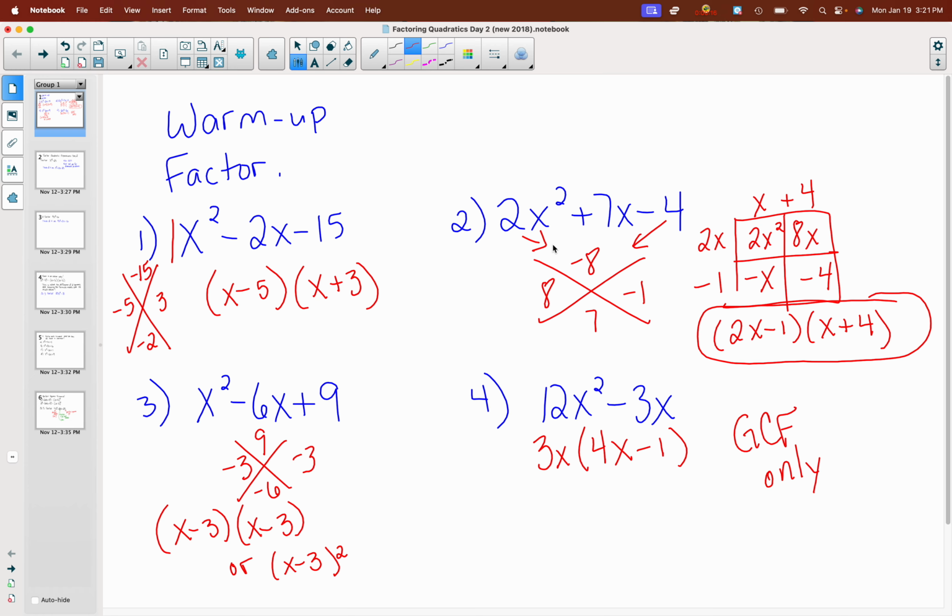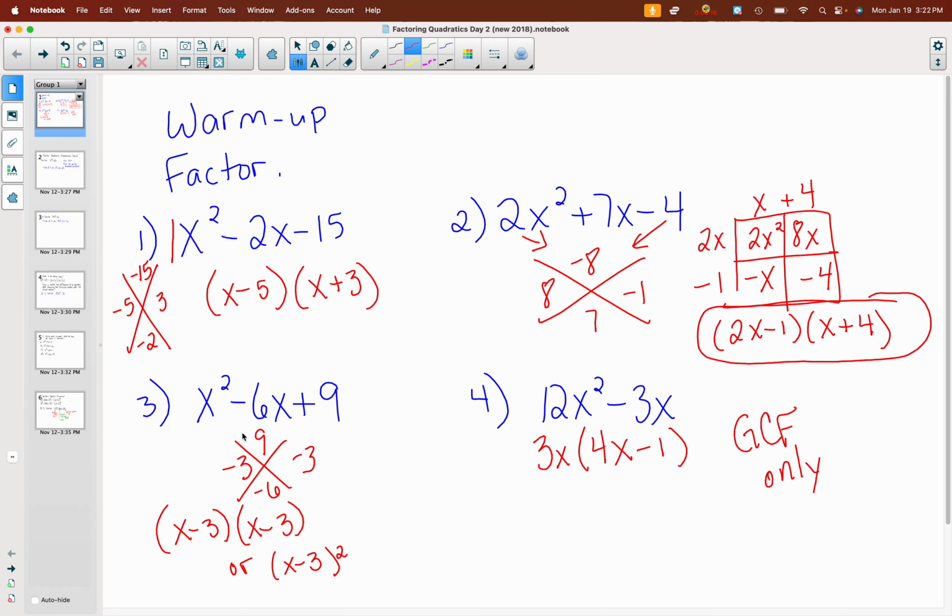But on number 2, when you have to do the modified diamond, because there's a number other than a 1 as the coefficient of the x squared, then you have to do a box. So I had to multiply these together to get the product. So I came up with the 8 and the -1. Remember, that tells you how to fill in the x's in the box. The 2x squared goes in this top left and the -4 in the bottom right. Then you go through and pull out a GCF.